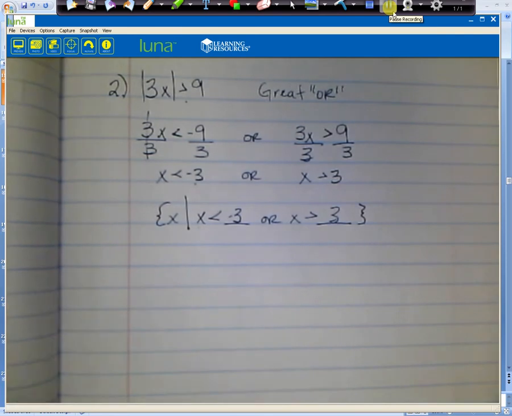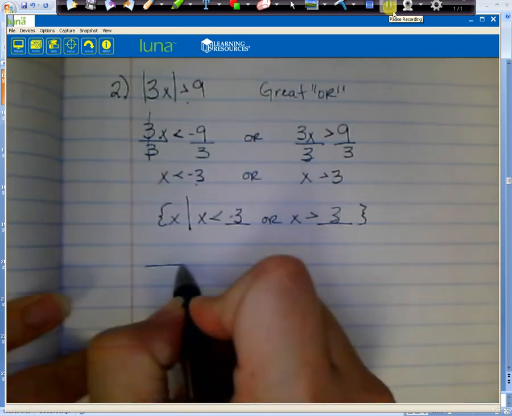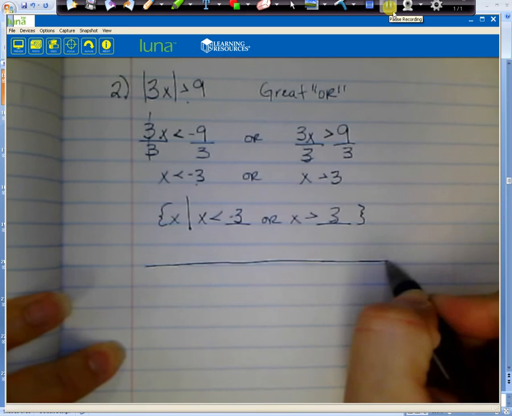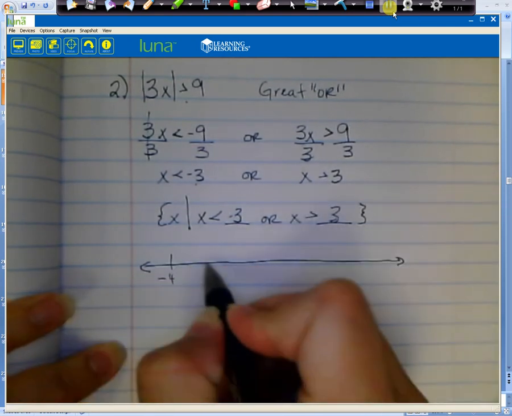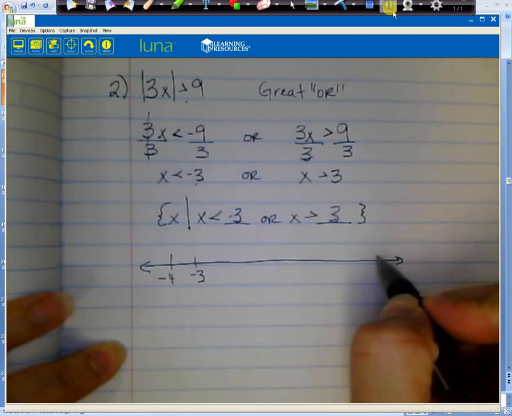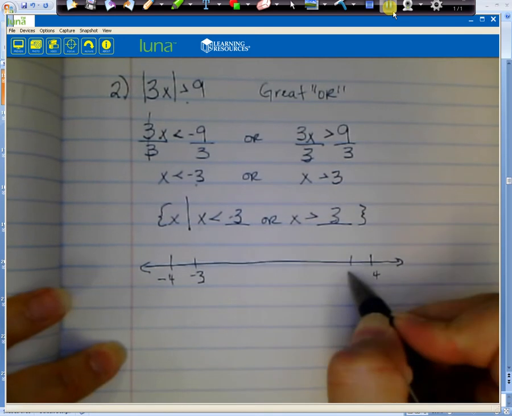All right, so now we're going to graph. And on my number line, I know that I'm going to go one number below negative 3. And one number above positive 3.